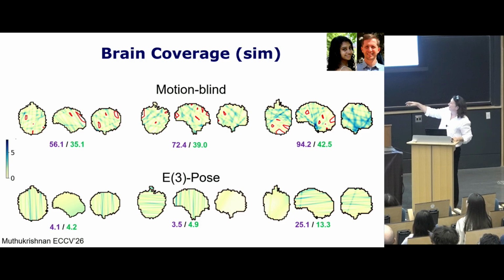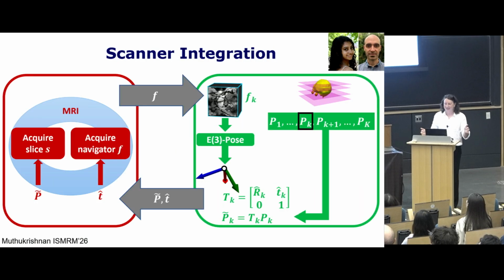And so you can see that using this tracking, it's sort of not surprising, it's a sanity check. Using this tracking mechanism, we get much more regular coverage. We waste time sometimes, but at least it's more regular. Okay, so when we got to this point, we said, okay, let's scan some live subjects.